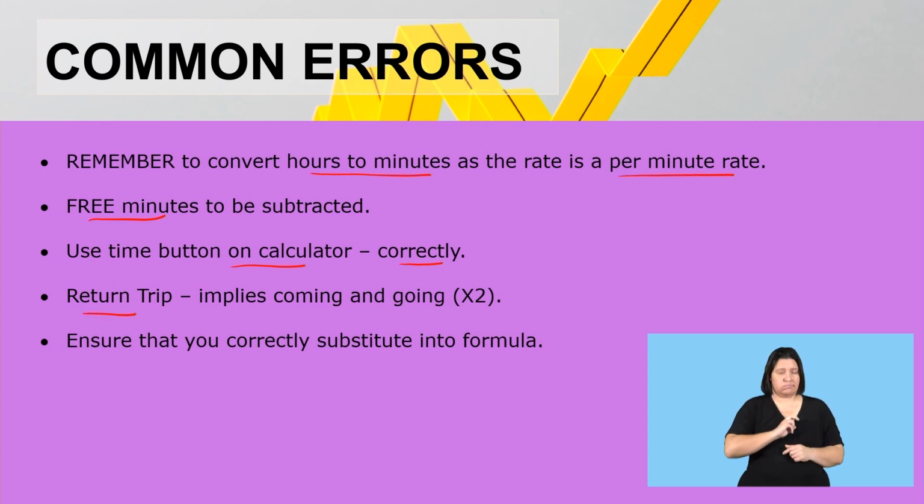Then, what else did I explain to you? I said a return trip implies coming and going. Very important to note that we have to multiply by 2. That indicates it's a return trip. And then I also spoke about substituting into a formula. So remember, step number 1, get your correct formula. Step number 2, you substitute correctly into that formula. Step number 3, you simplify. How do I simplify? I simply type in what I have written on my paper. And then, of course, the final step is to write your final answer in simplest form with the correct unit, with the correct rounding, depending on what the instruction indicated.